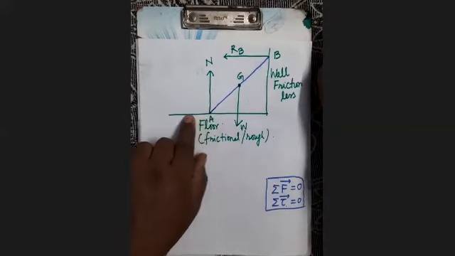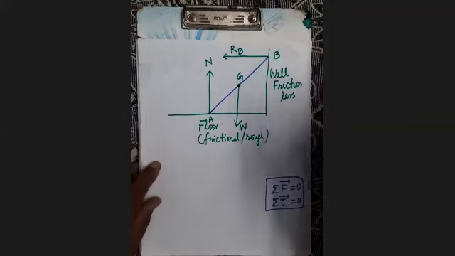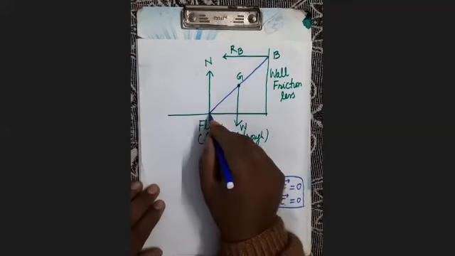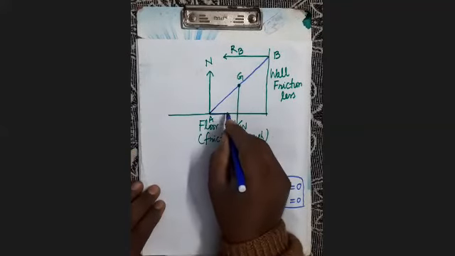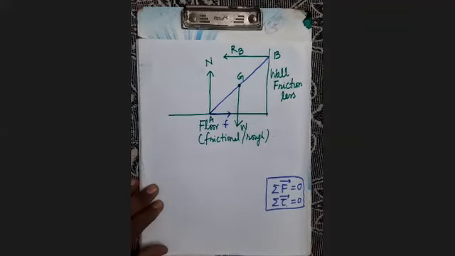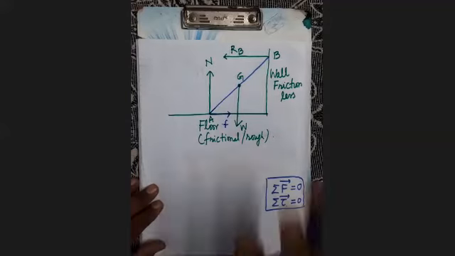And when the foot of the ladder moves in this direction, what will happen to the direction of frictional force? Frictional force will act in this direction, which we can name as small f. It's clear? Now these forces are acting.